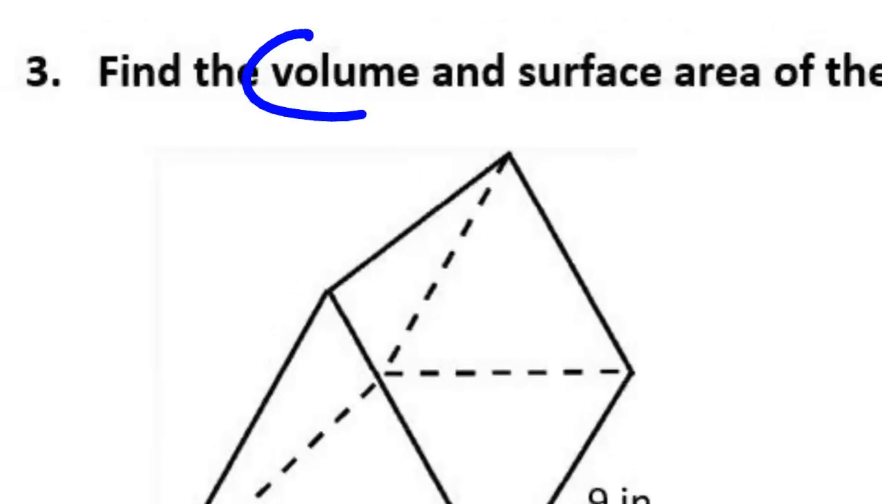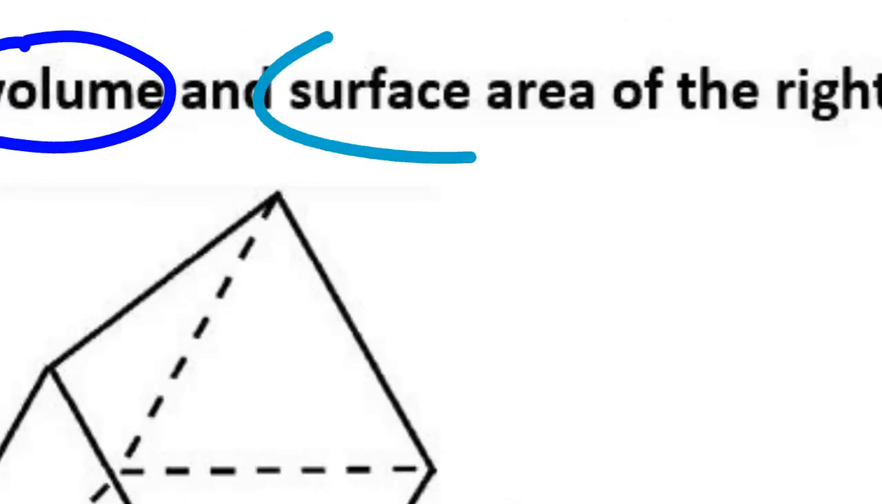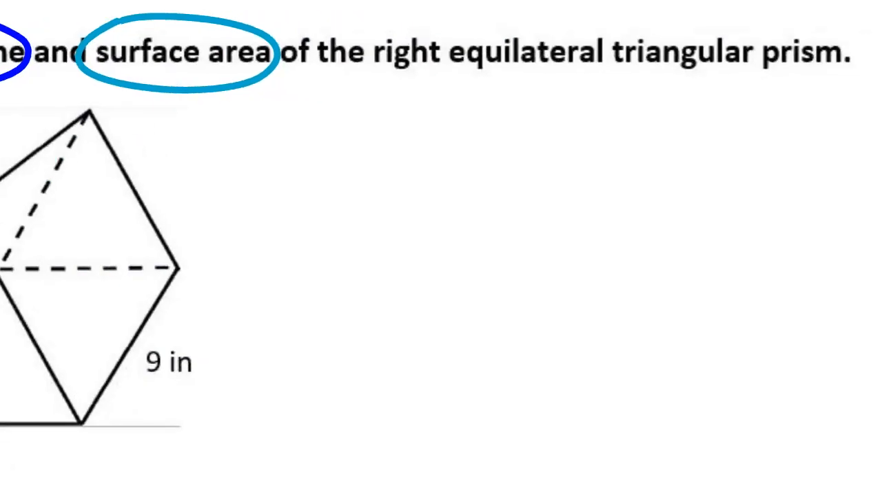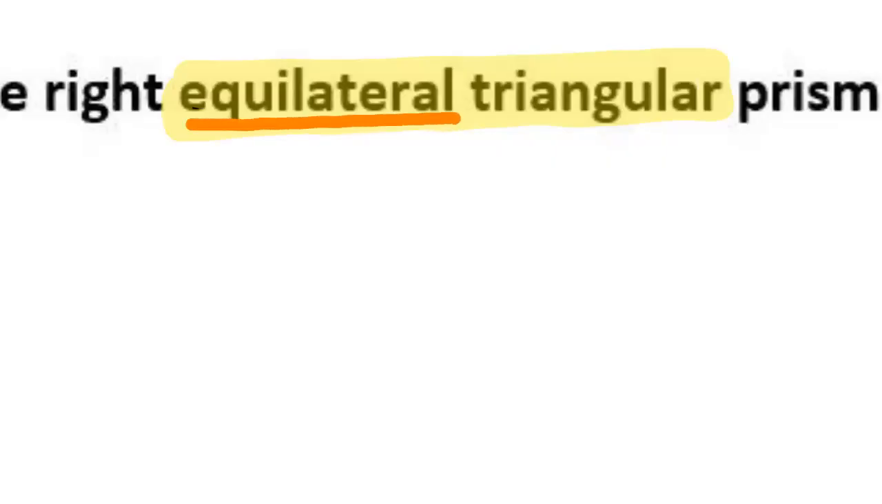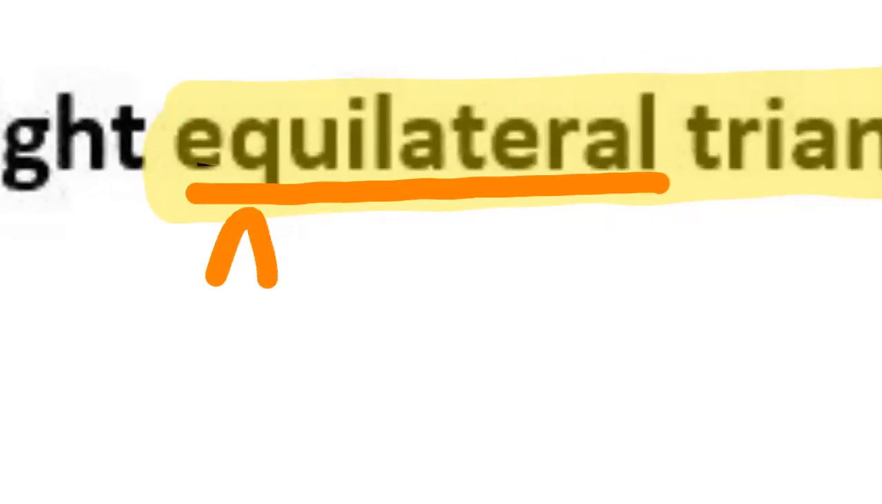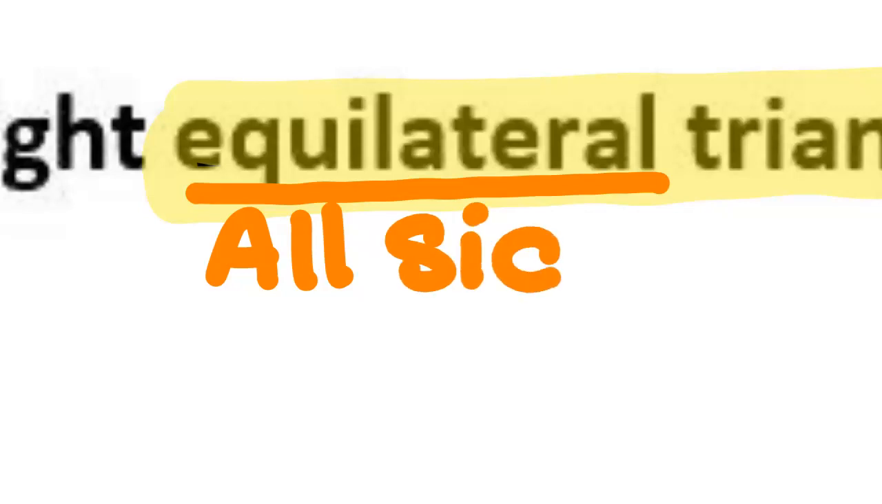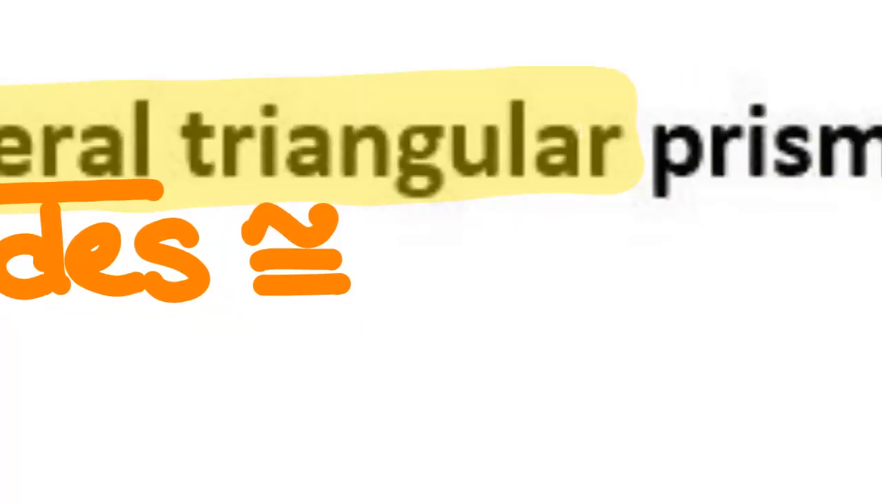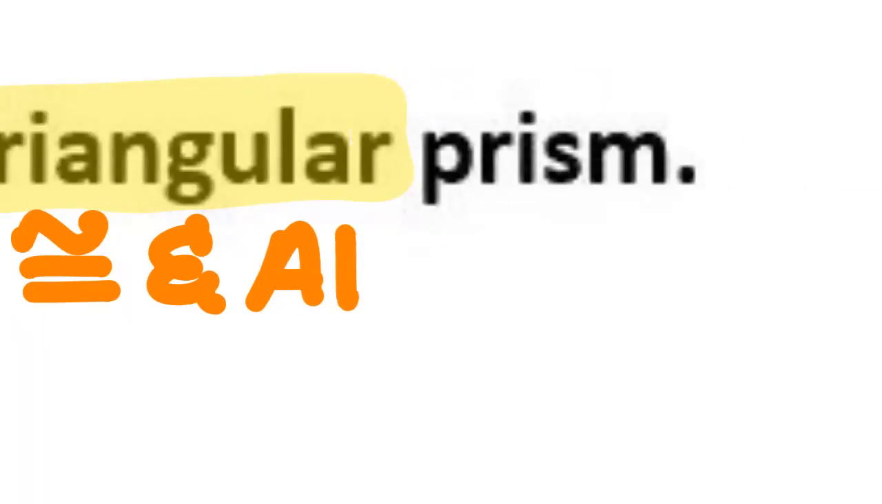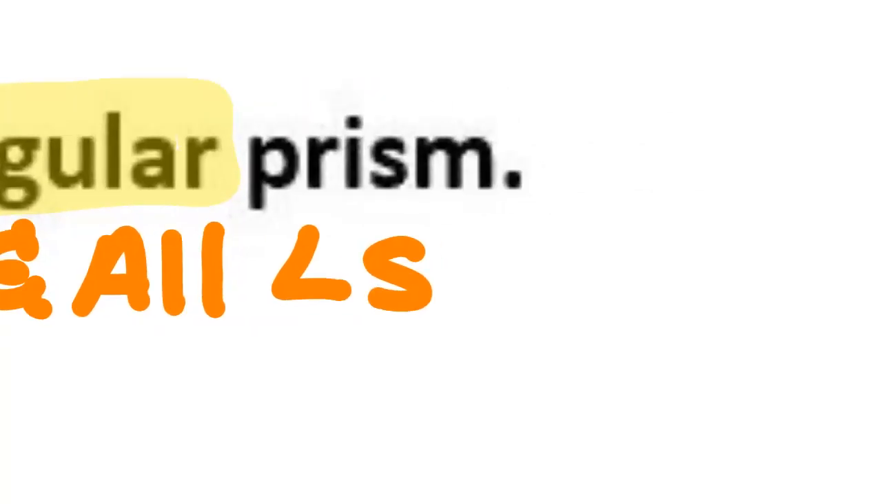Number 3, once again, we want volume and surface area. We want volume and surface area for the right equilateral triangular prism. What do we know about equilateral triangles? Yes, all the sides are congruent. What about the angles? They're also congruent. So all the sides are congruent and all the angles are congruent.